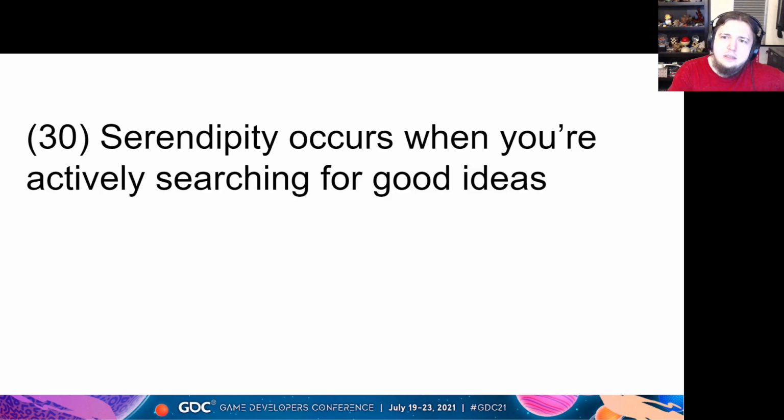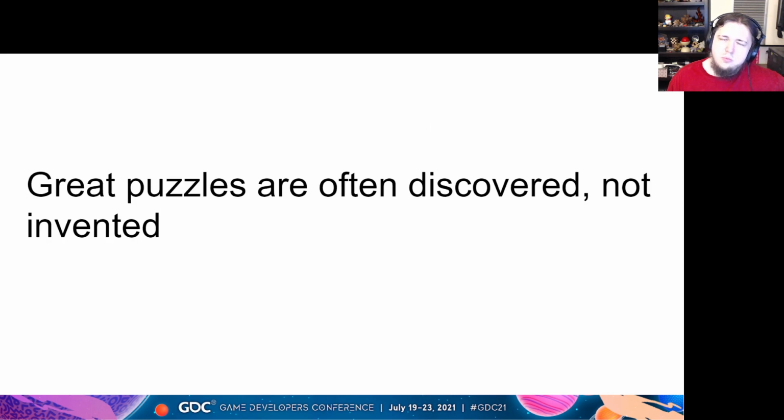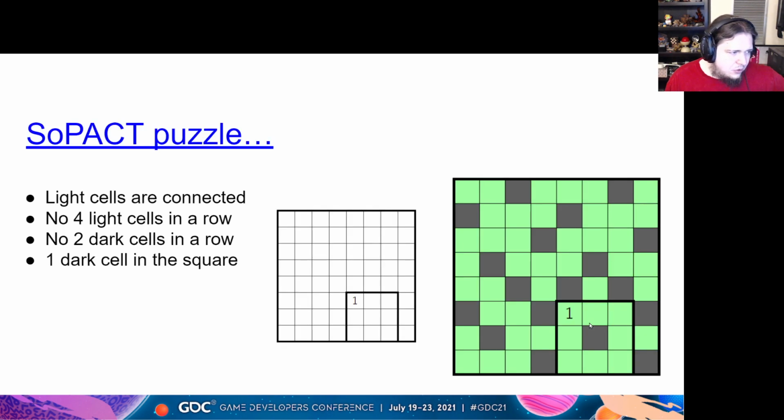So the last lesson is about serendipity and about how to find unique and interesting constructions for puzzles. And that is that serendipity occurs when you are actively searching for good ideas. One thing that is common is that great puzzles are often discovered, not invented. But you have to be looking out for those discoveries constantly when you're working on puzzles. I will show you one example.